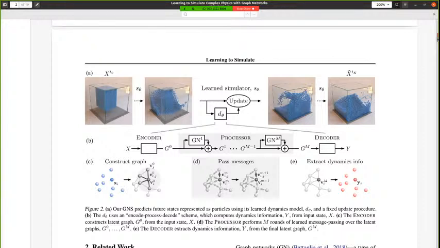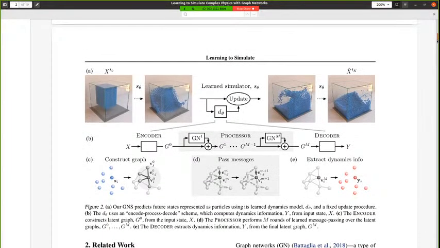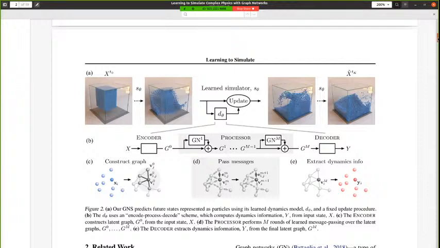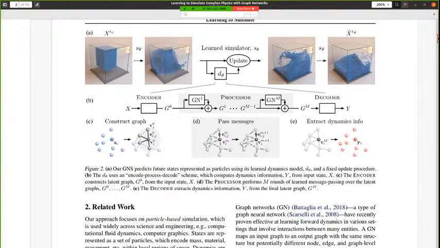Sorry, did this somewhat cover the question regarding the graph? Yeah, I think that clears it up, right? So you have these particles in the physics simulation, each one is a vertex in a graph, and the edges of the graph are present or absent, saying whether these particles will interact.